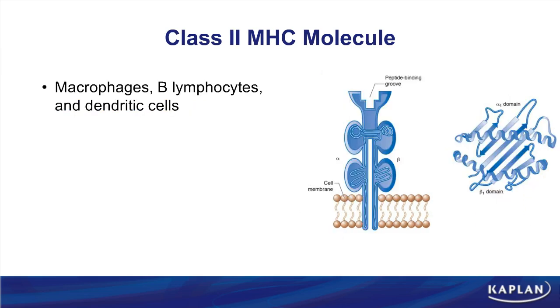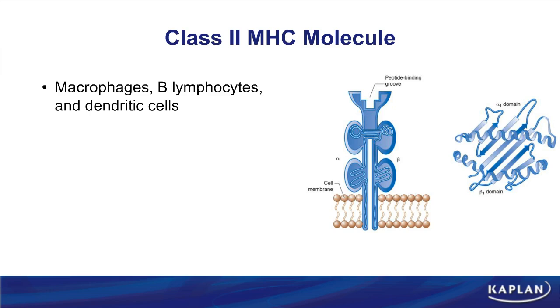Our class 2 molecules are only found in a limited number of cells within the body, and although there are several different types of cells that will express these molecules, there are only 3 that we really need you to know for the step 1. Those are going to be our macrophage, our dendritic cells, and our B lymphocytes.